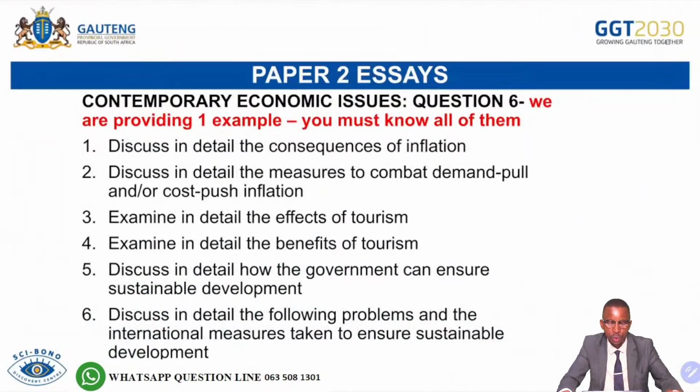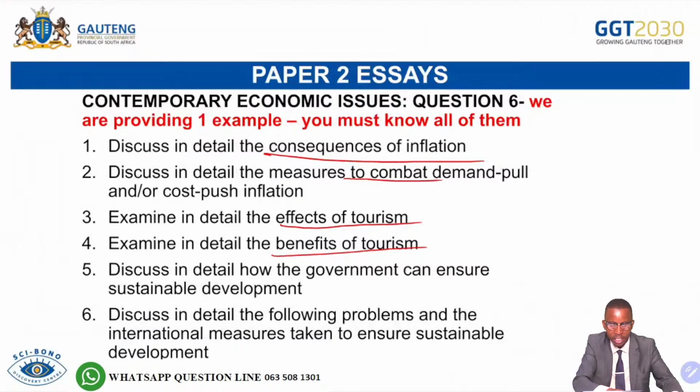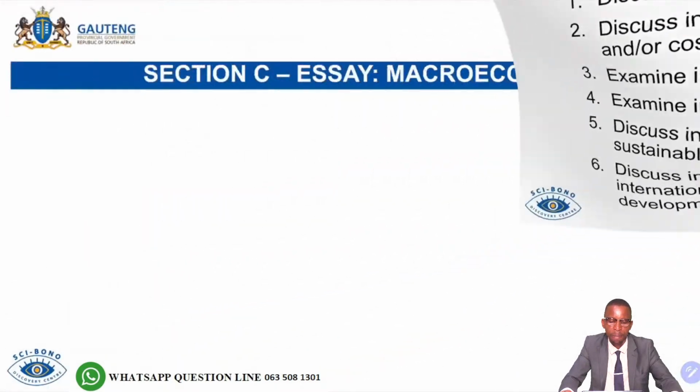And then we continue with the economic issues. It says discuss in detail consequences of inflation, and then discuss in detail measures to combat inflation, which can be demand pull or cost push. Examine in detail effects of tourism. Examine in detail benefits of tourism. Discuss in detail how the government can ensure sustainable development, and then discuss in detail the following problems as the international measures taken to ensure sustainable development.